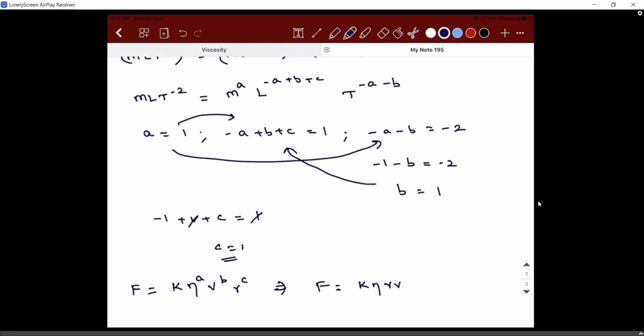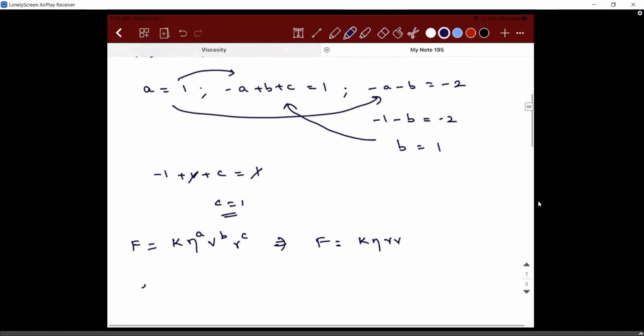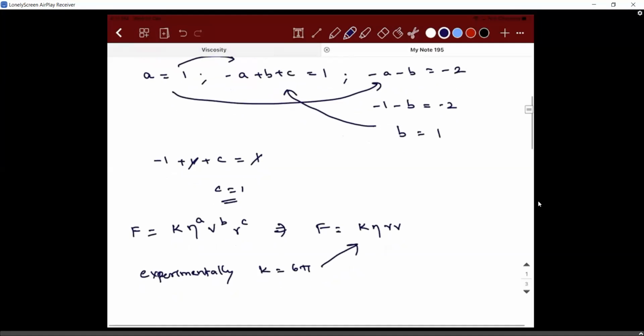Right. Experimentally, it was observed that the value of K is equal to how much? 6 pi. So experimentally, K is equal to 6 pi. If I substitute it here, then the value of F comes out to be 6 pi eta r v. Alright. So this is what we call Stokes Law.